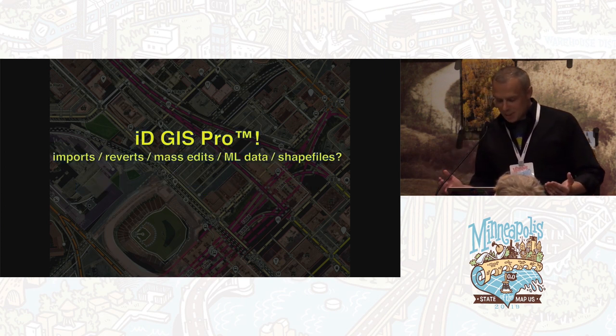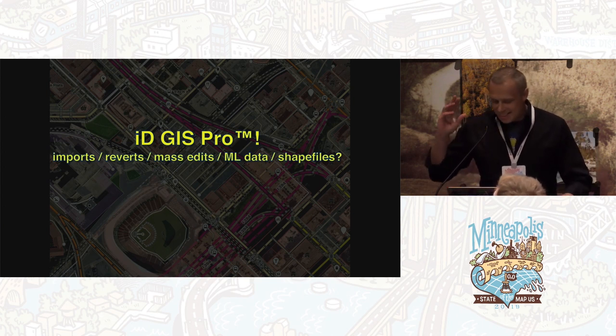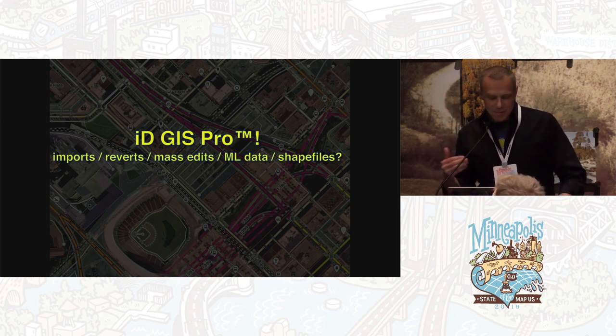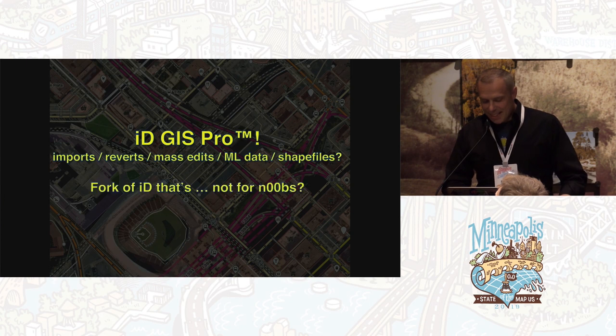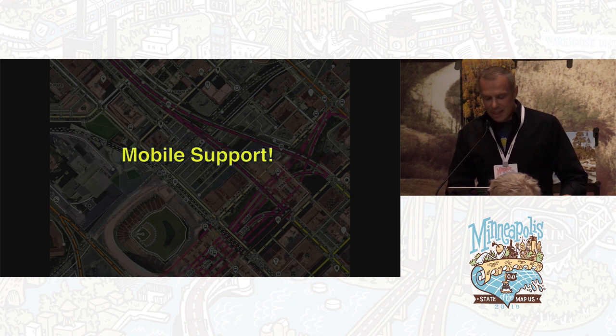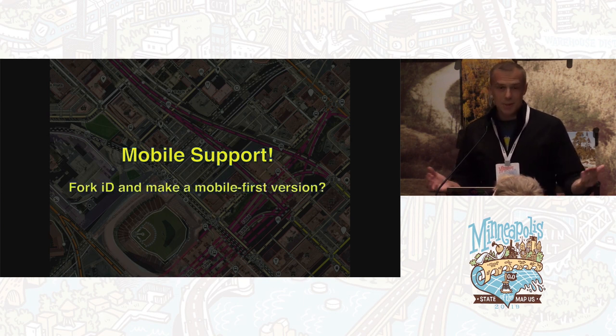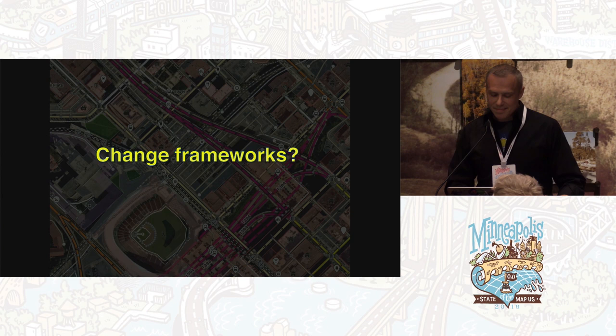We're always getting asked to add more stuff to iD. Here I consider advanced pro features, stuff like imports, reverts, mass edits, machine learning data, shapefiles, and whatever GIS stands for. So what do we do here? Do we make a fork of iD that's just not for noobs? Or do we try to invent some kind of plugin system for the more advanced stuff? Look, people want to edit OSM on their phones and tablets. We've wanted to make iD better at this for a long time. Do we make a special iD just for them?